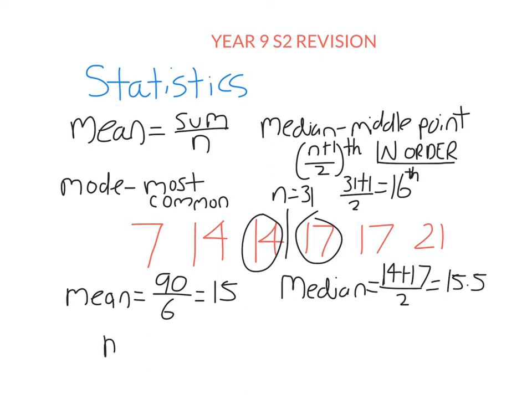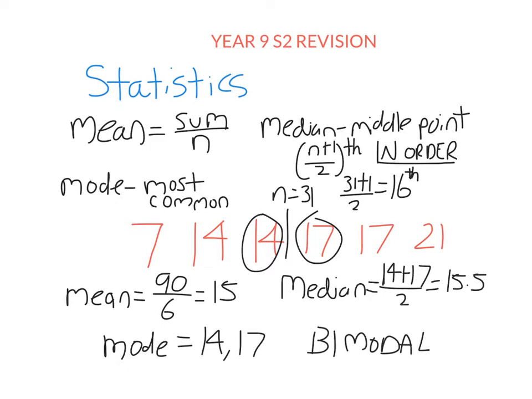For the mode, in this case, there are two modes. There are two most common numbers, 14 and 17. I need to write both. And because there are two modes, I say it is bimodal. Okay, fantastic. Now we're going to have a quick review of skewness.